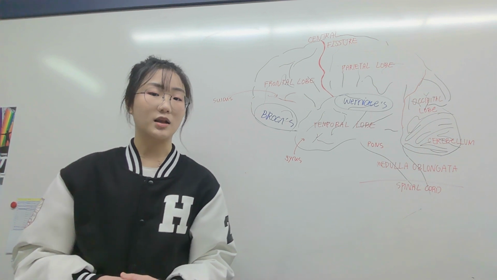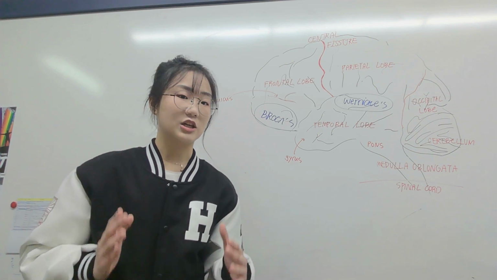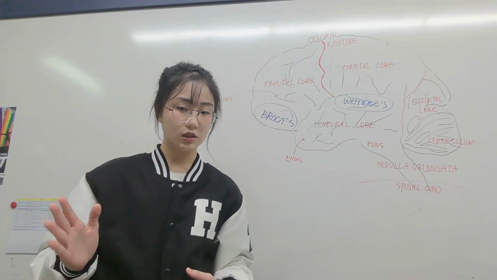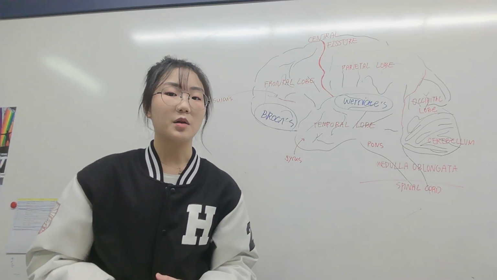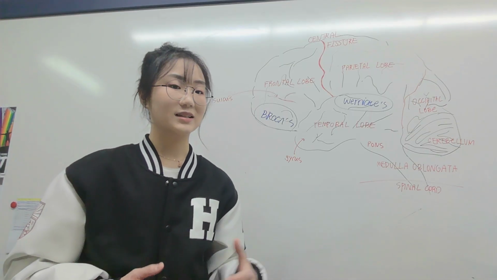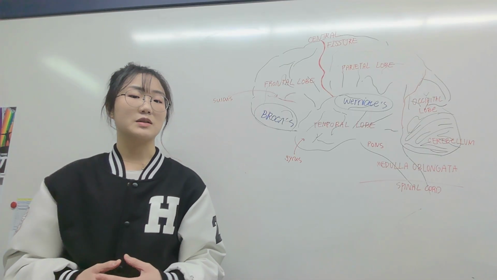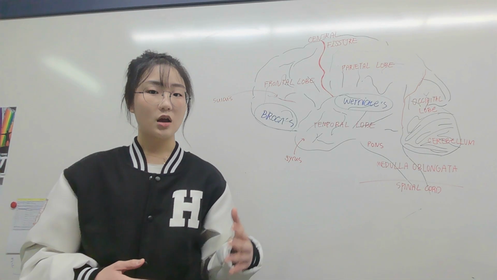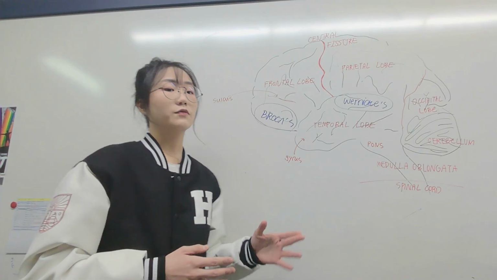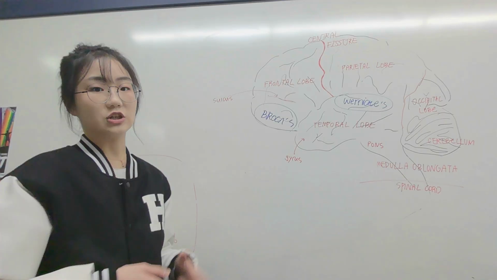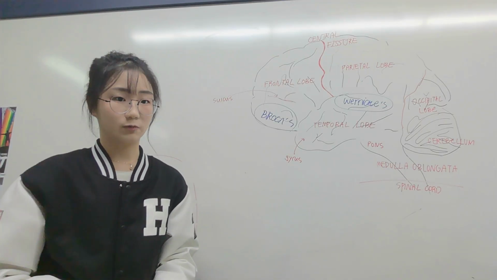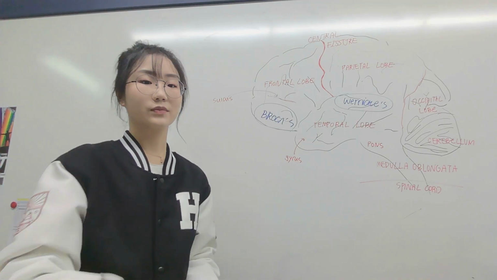An important additional concept is functional lateralization. In most people, especially right-handed individuals, the left hemisphere is dominant for language, logic, and analytical tasks. The right hemisphere is involved in spatial awareness, facial recognition, and emotional processing. This functional specialization highlights how different regions of the brain cooperate to produce complex behaviors.